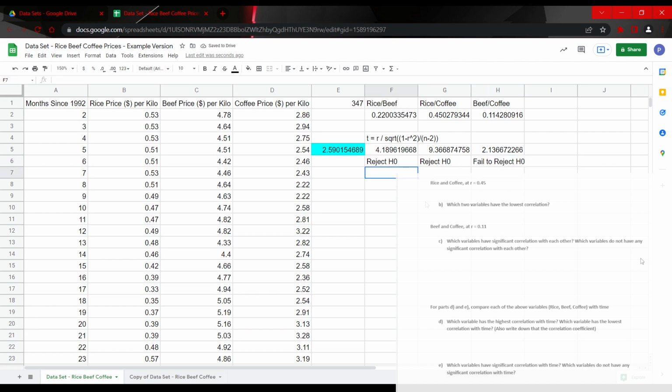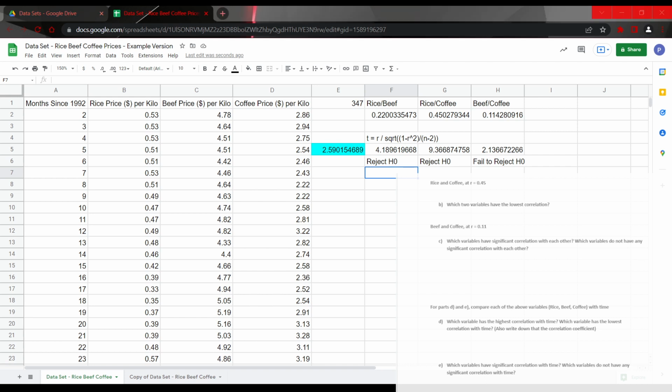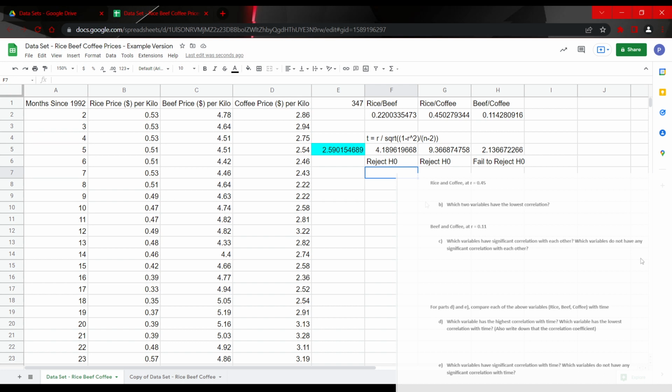And so what this means, for correlation hypothesis testing, whenever we reject H0, that implies that there is a significant correlation. So these have significant correlation. I'm just going to say significant corr. This one also has significant corr. And this one, no significant correlation.